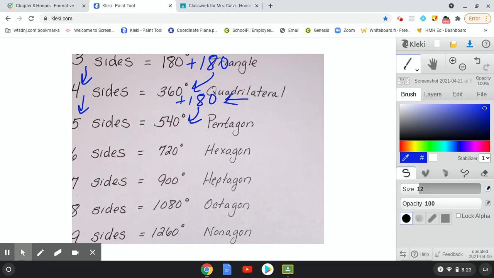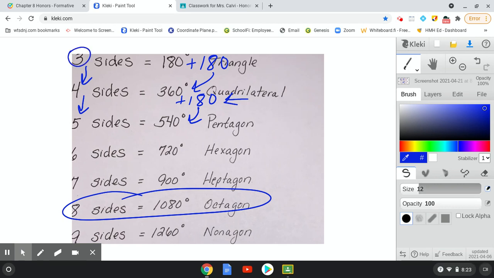Let's say you wanted to know what an 8-sided figure was. You don't want to go through this whole process of starting with a 3-sided figure, getting 180, adding 180 to get 360 for the 4-sided figure. It would take quite a while to figure out that an 8-sided figure, an octagon, has total interior angles of 1080 degrees. So there's a shortcut. Remember, these measurements are the total interior angle measurements for these polygons, and these are regular polygons.